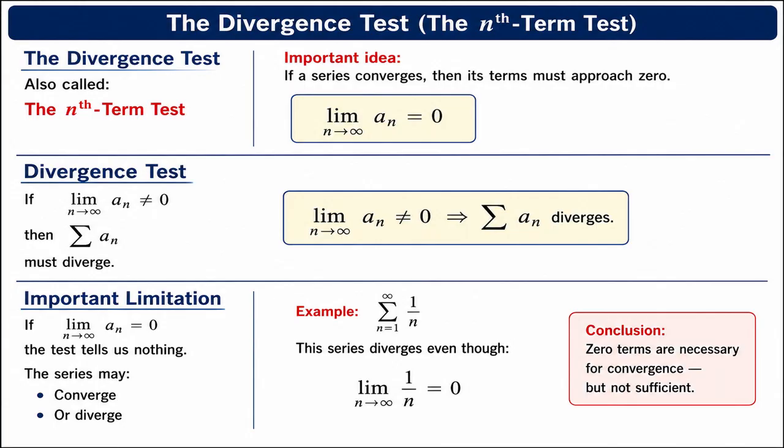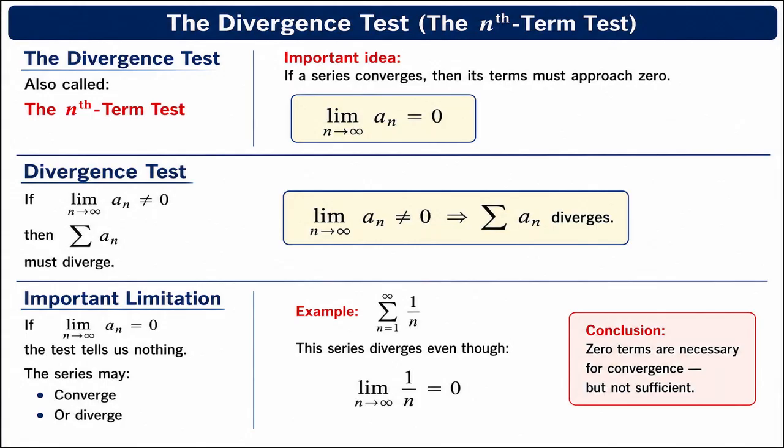If a series converges, then its individual terms must approach 0. It means the limit of a sub n as n goes to infinity must equal 0. The divergence test says if the limit of the terms is not 0, then the series must diverge.